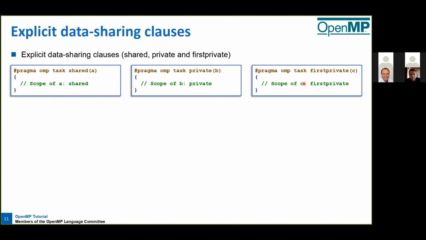And firstprivate C means we have a new copy, but it's not uninitialized. It is initialized with the value of the original variable C at the time the task is being created. Not at the time the task is being executed, but at the time the task is being created. And firstprivate is important for tasks because it allows us to capture the data environment into the tasks so that it has all the data it needs at the later point in time when it's going to be executed.